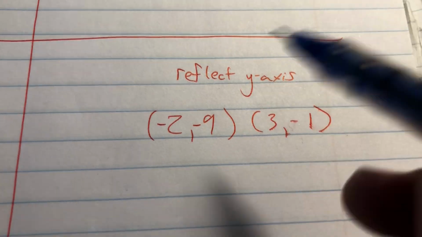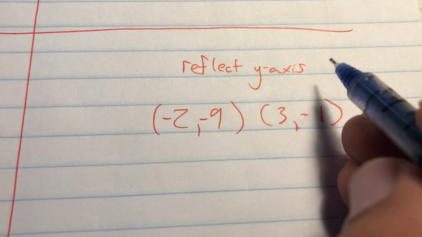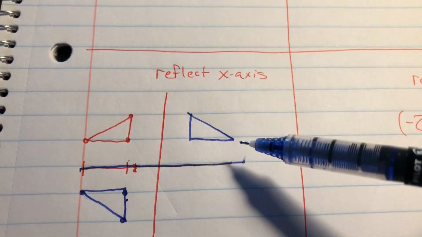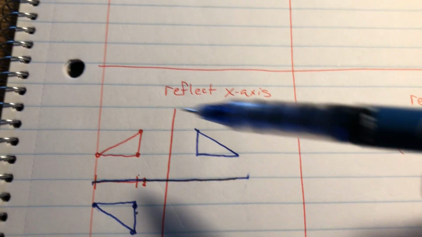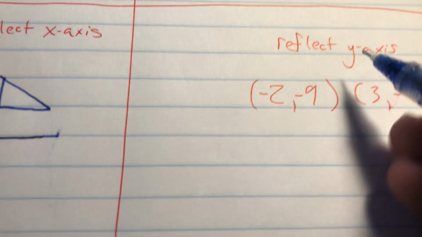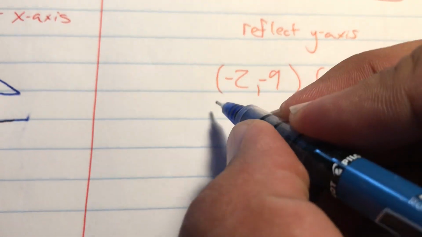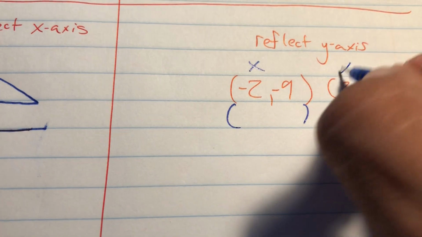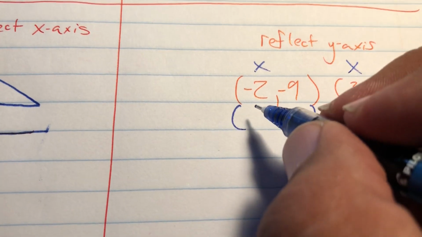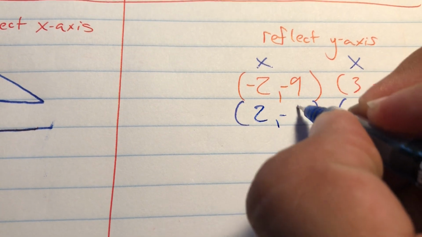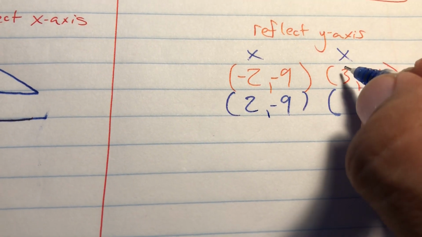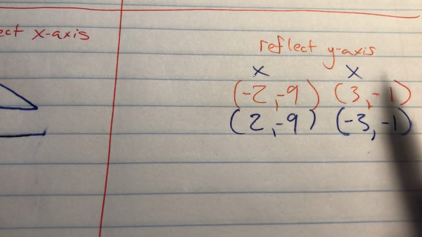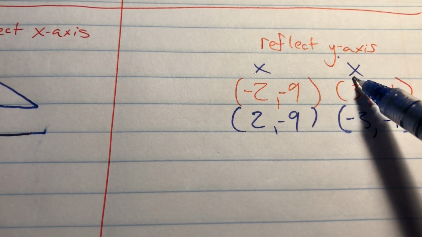Now, for these, if you reflect off of the y-axis, okay, meaning you were over here and you ended up over here, or you were over here and you ended up over here, what's actually just changing is the x sign. So, remember that these are x's. So, when you reflect, the x is going to change signs. So, there's going to be 2, negative 9. And the answer to this one, after reflected off the y-axis, is going to be negative 3, negative 1. So, if I reflect off of the y-axis, the x changes.